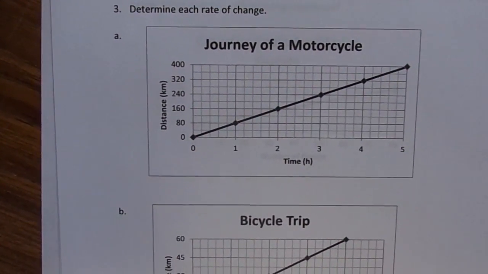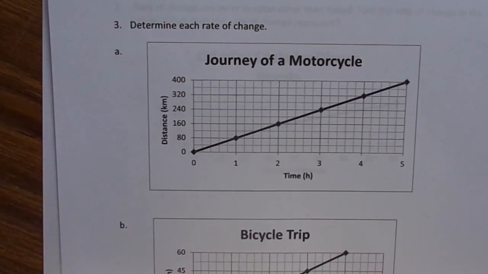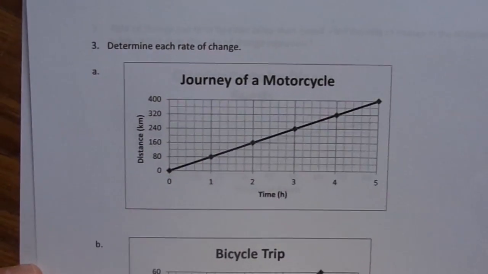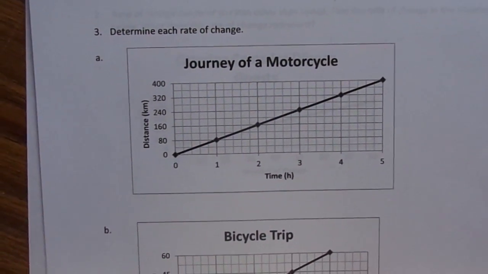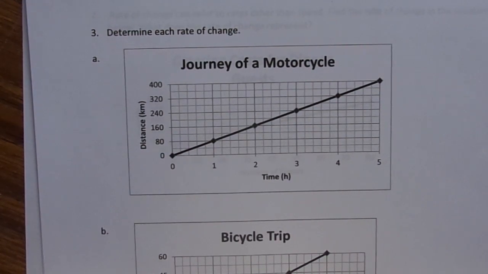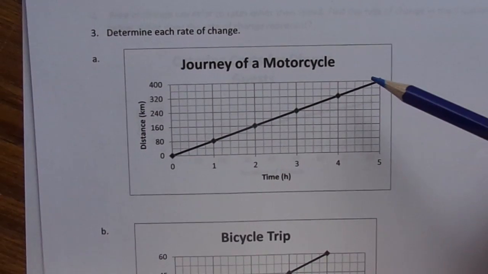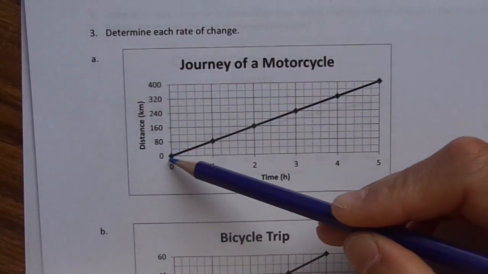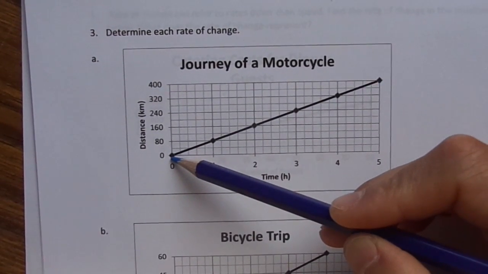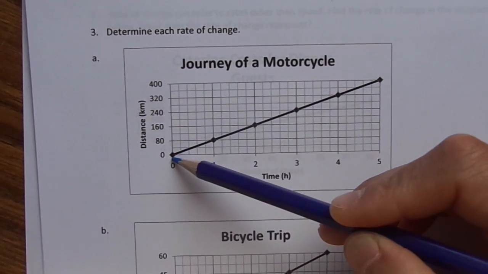Now, for question 3, determine each rate of change. So you are given a bunch of graphs here. Let's take a look at the journey of a motorcycle for a second. Now these we know are all linear relations because they are all lines. Quick question, this is starting at 0. Is this a direct or a partial variation? Direct, you got it, because it's starting at 0.